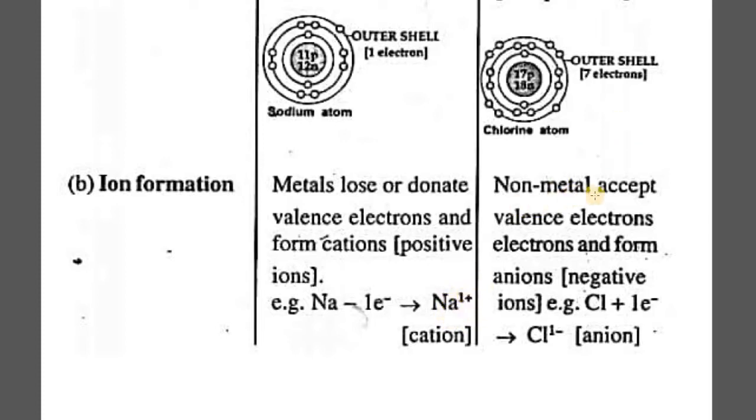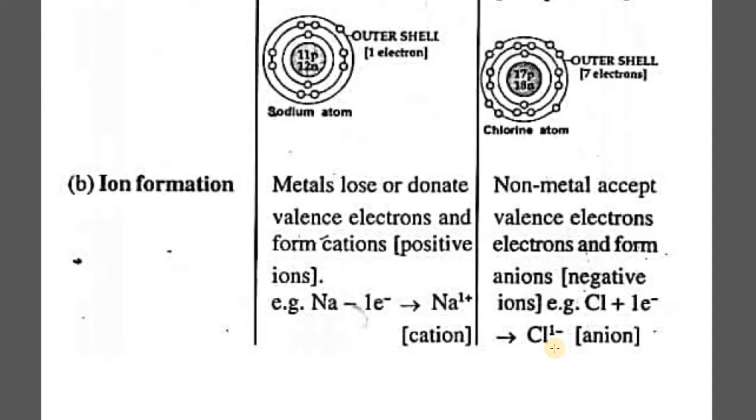In the same way, the nonmetals have a tendency to accept valence electrons and form anions, which are the negative ions. So when chlorine accepts one electron, it gets one extra electron in its atom, and this extra electron, which carries a negative charge, appears as a -1 charge, and this becomes the ion called chloride ion. Just remember, this is not chlorine ion, it's chloride ion.